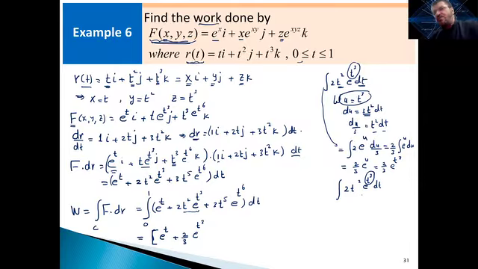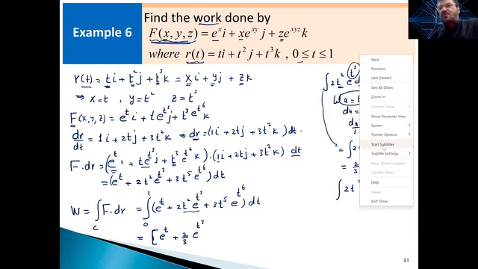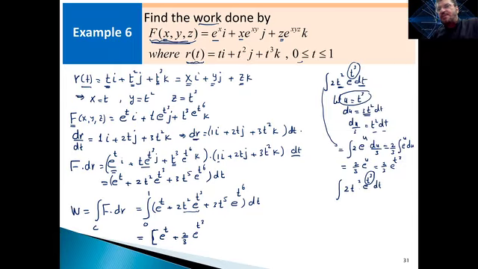Do I have 3t square? No, I have t square only. So what do I need? I need 3 inside. So look what we're going to do. To show you the trick here, you can multiply inside by 3 and outside by 1/3. Look what I did. I multiplied inside by 3, and outside by 1/3. It's like I've done nothing.